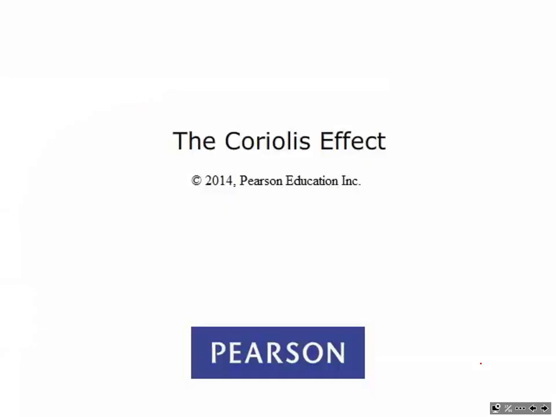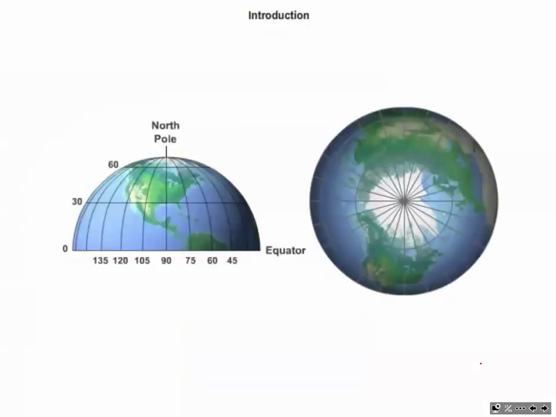This is something that happens with any spinning object. The Coriolis effect. As a result of the rotation of Earth, the path of any free-moving object will be deflected to the right in the northern hemisphere and to the left in the southern hemisphere. This deflection is known as the Coriolis effect or Coriolis force.